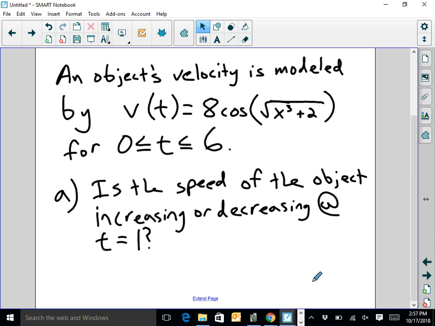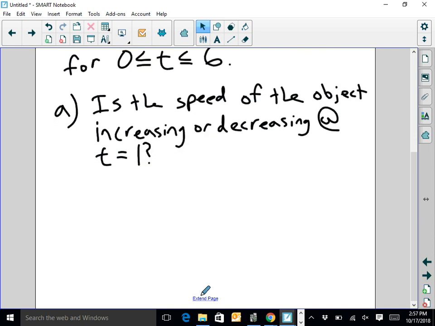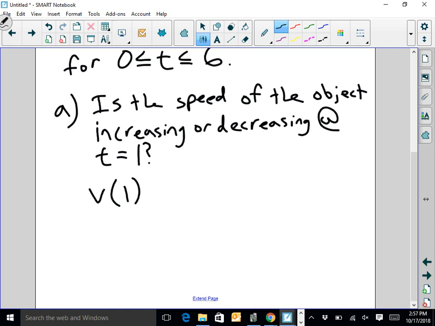Okay, we're back. Anytime we want to know if the speed is increasing or decreasing, we have to remember to check two things. Two things I need to check are, I need to know what is the sign of v of 1, and I need to know what is the sign of a of 1. Again, you cannot answer this question by looking at one of those alone.